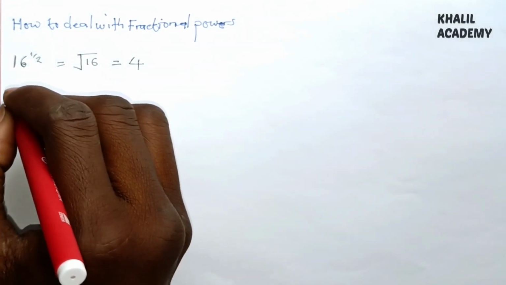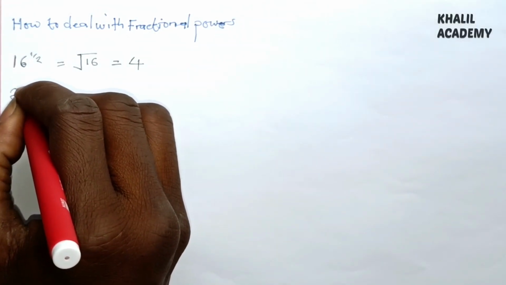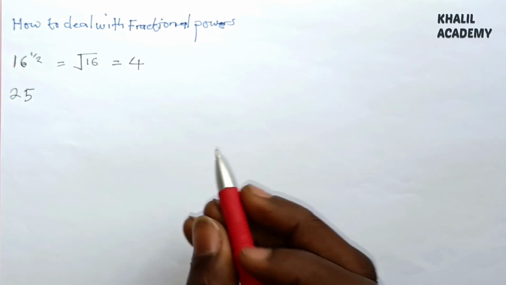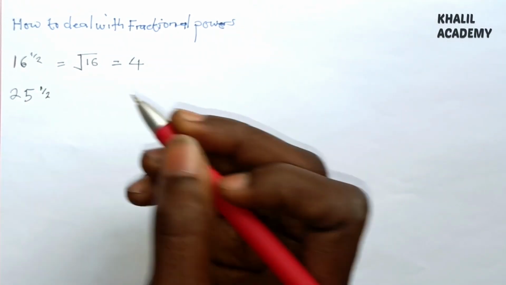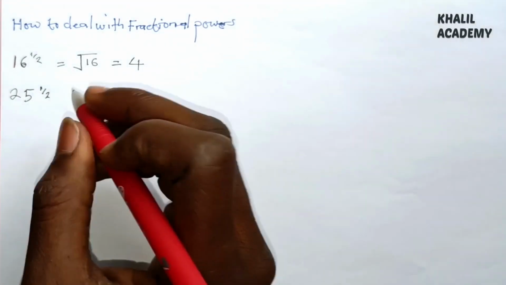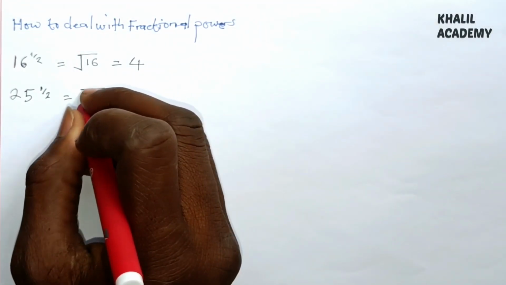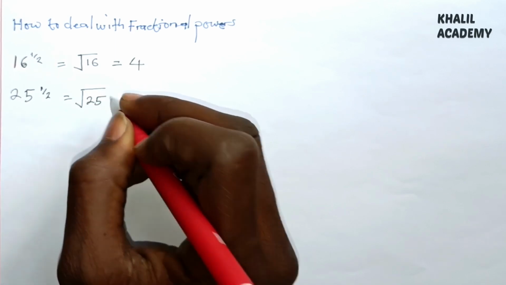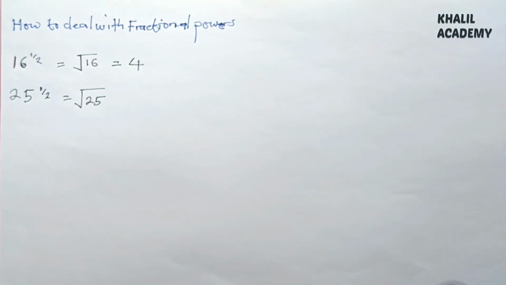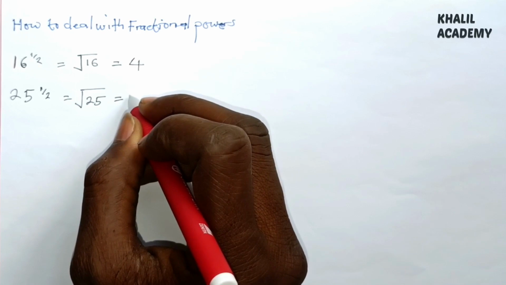Another one here. If we have 25 raised to the power of half, it is the same as the square root of 25. The square root of 25 is the same as 5.